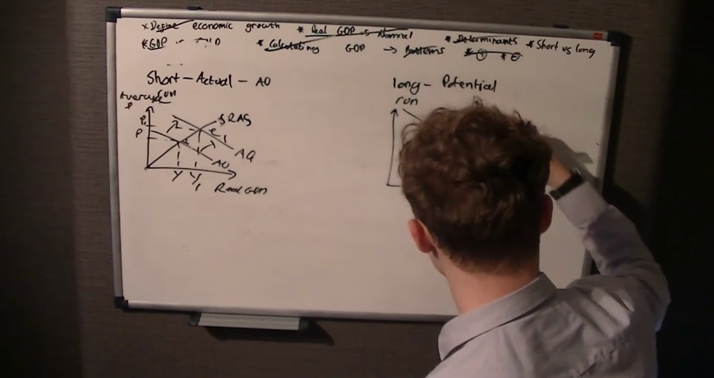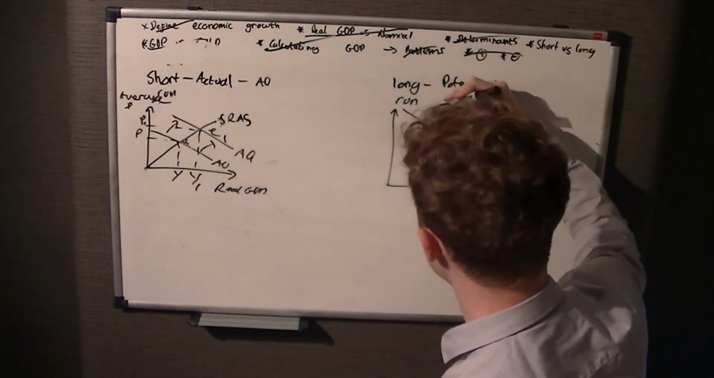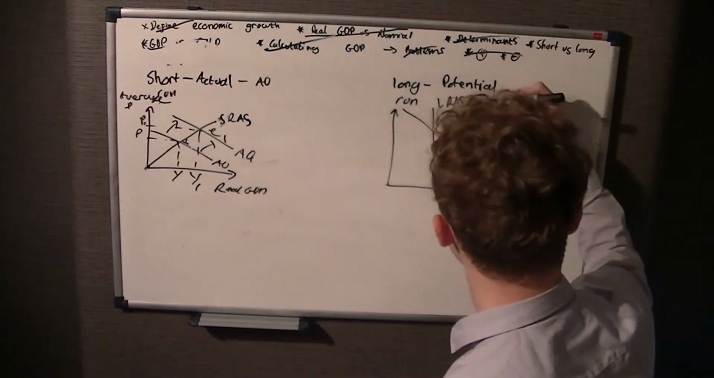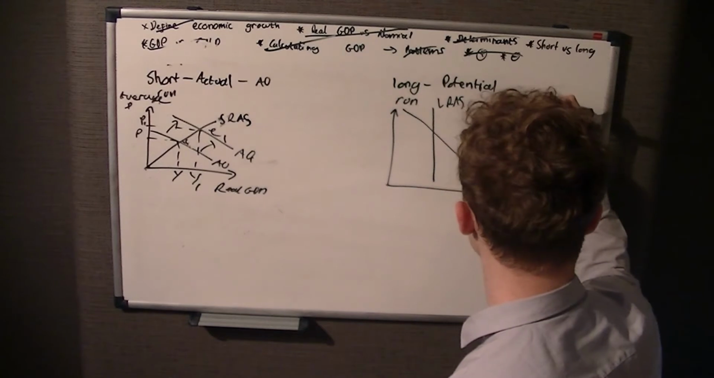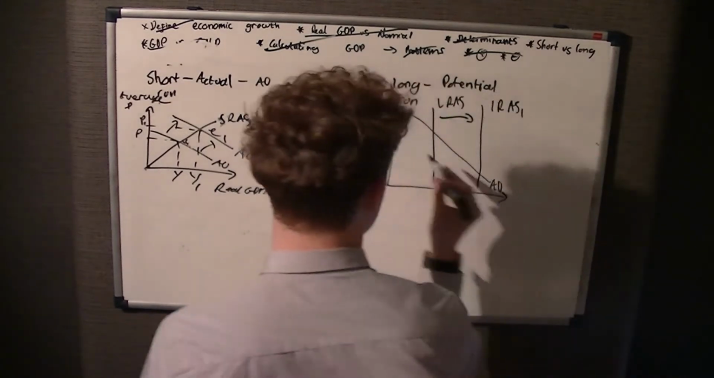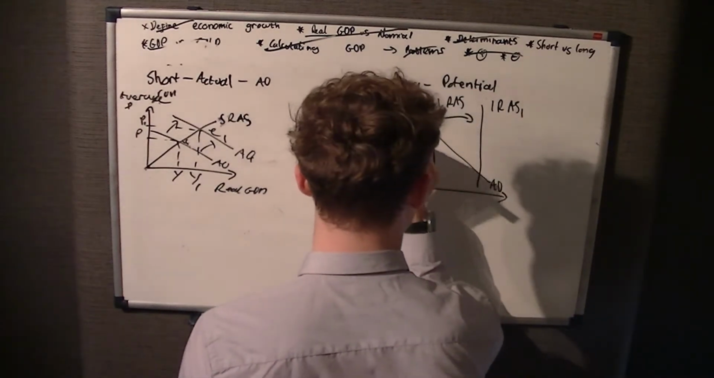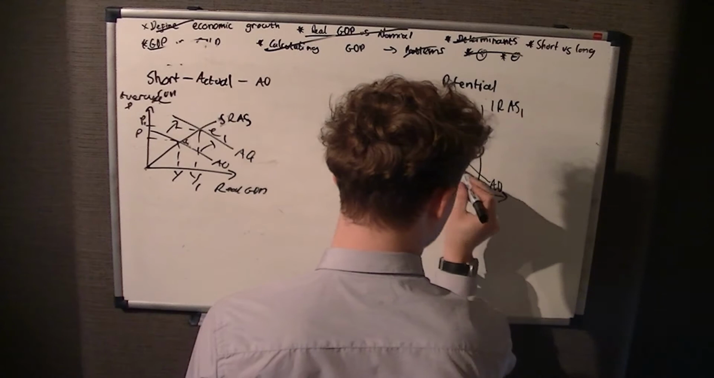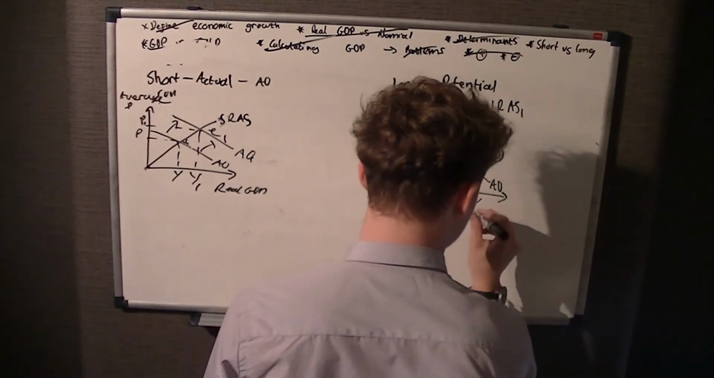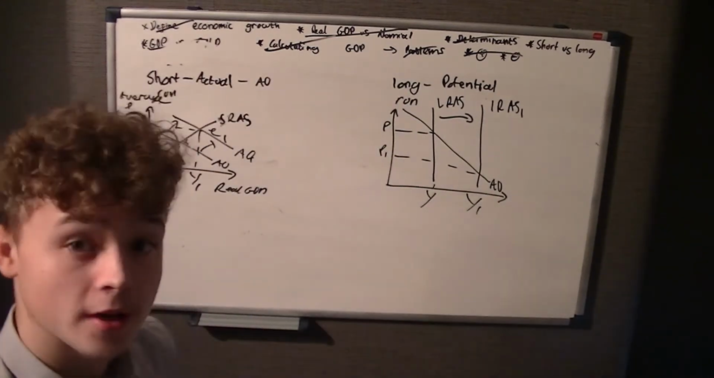So what do we do? We draw our downsloping aggregate demand diagram, we draw our upsloping LRAS curve, and our second upsloping LRAS1 curve. That shifts to the right as it's an increase, and this shows you all the benefits of long run economic growth and why it's better than short run economic growth.